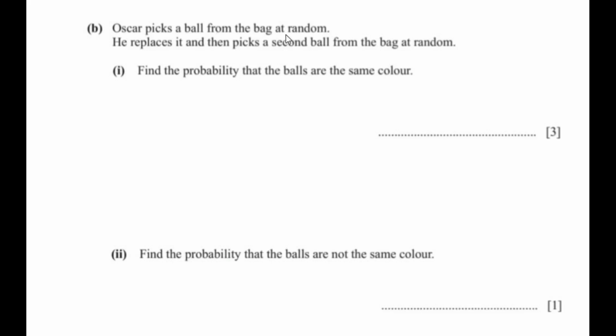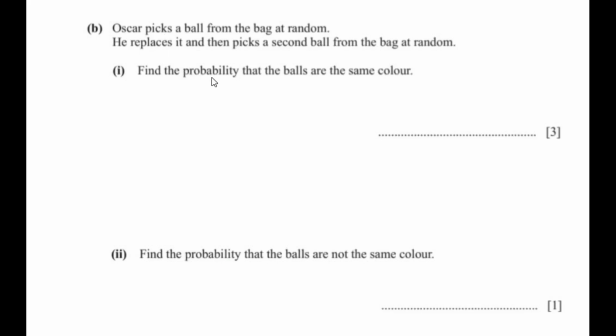Oscar picks a ball from the bag at random. He replaces it and then picks a second ball from the bag at random. Find the probability that the balls are the same color. So we know that in the bag there were 2 colored balls, that is white and black. So let's say that Oscar is going to pick the white ball first and then he again puts it in the bag and again picks another ball which turns out white.